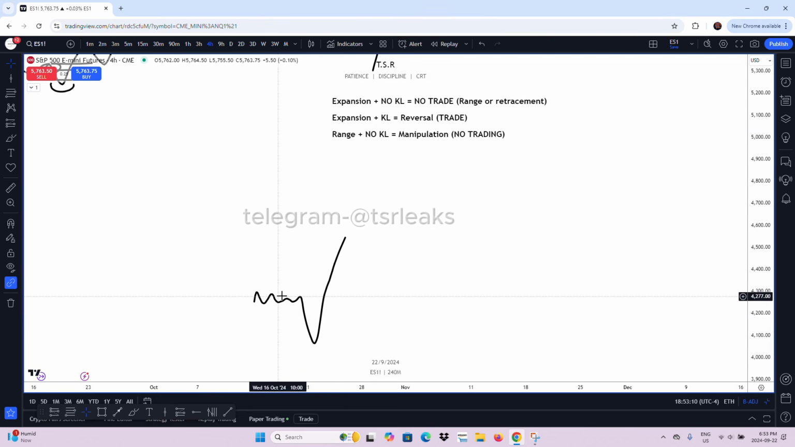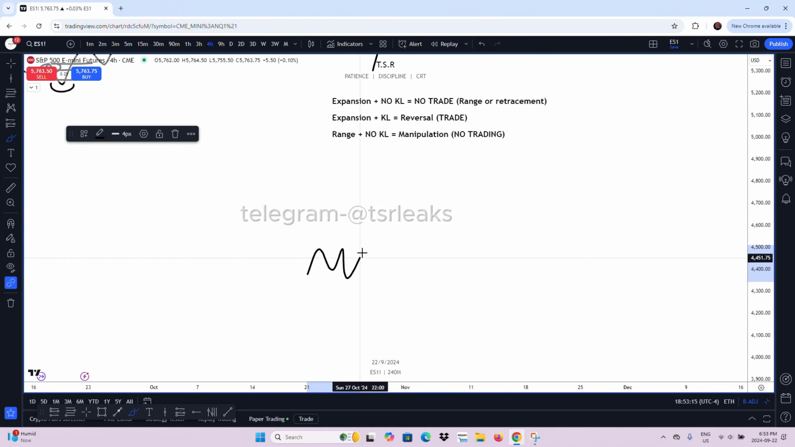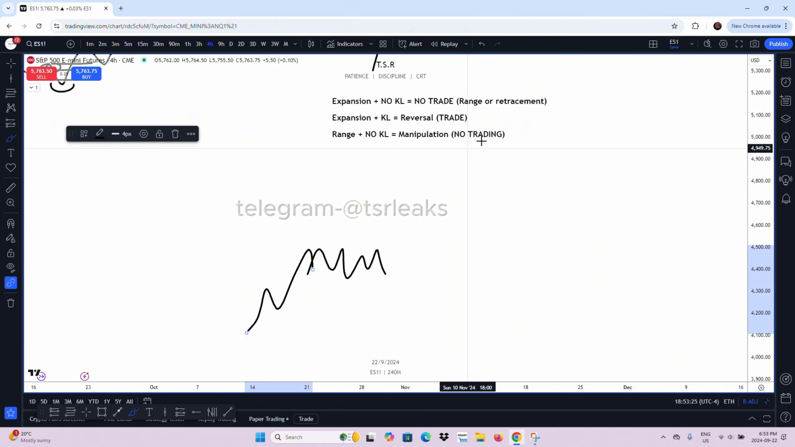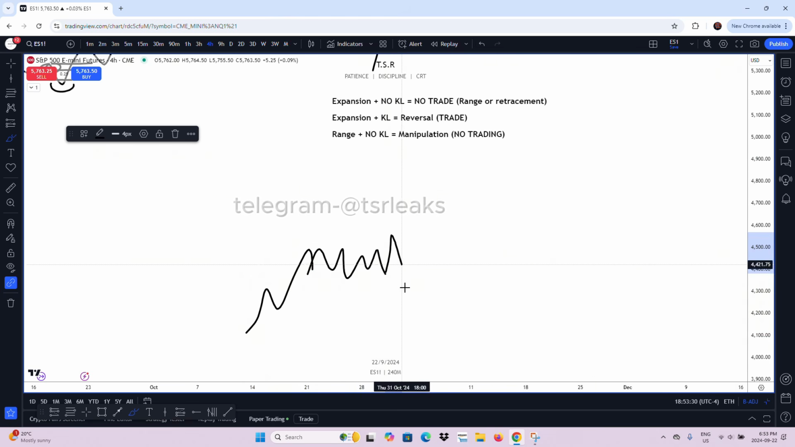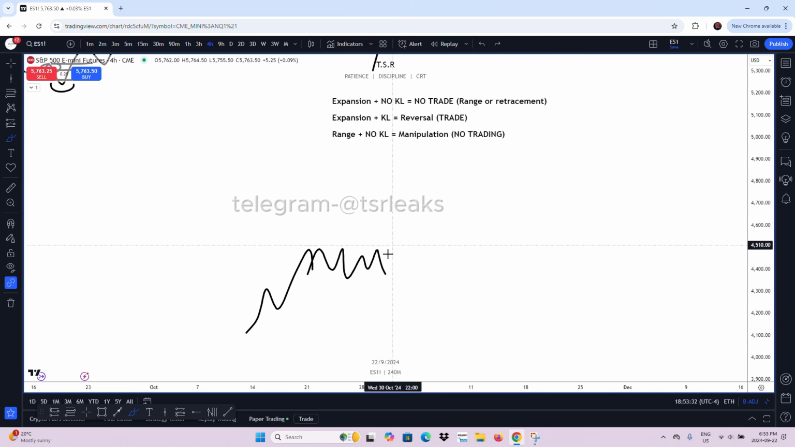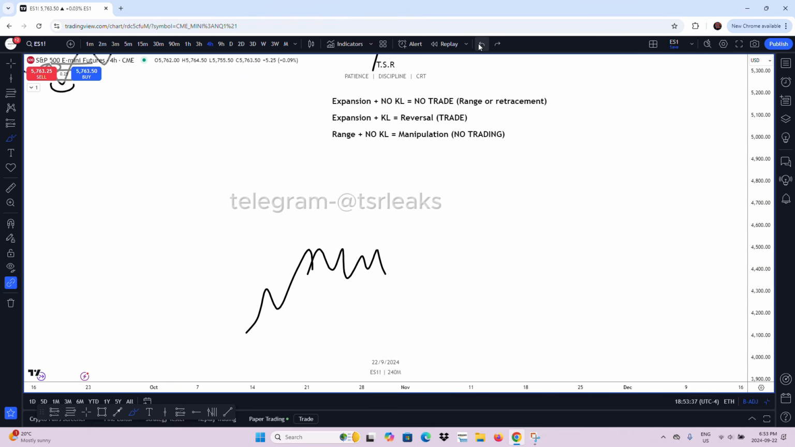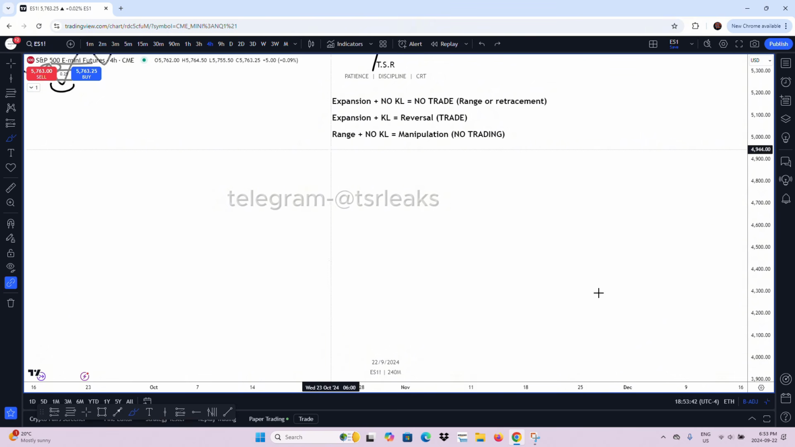And if price is ranging above it, what happens if price is simply ranging after an expansion? So we have the expansion right here and the range right here. What will happen next? A manipulation. We do not trade this as beginners. Why? Because price can either manipulate the high, expand lower, or it can manipulate the low and expand higher. For the more advanced students, you guys understand and can take your trades here. For the beginners, you should not be executing any trades here.